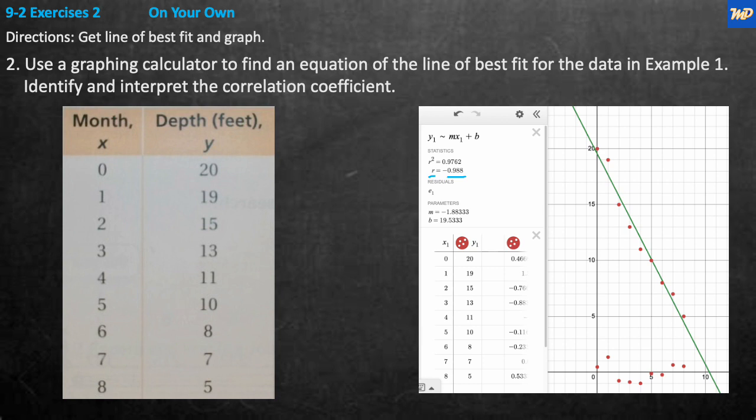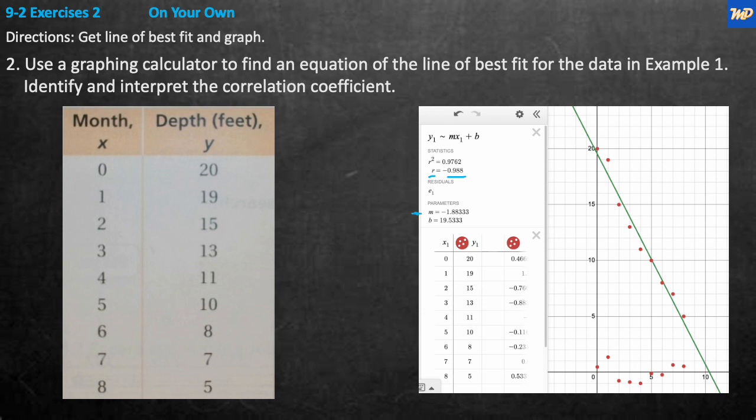And guess what? Look how tight those are. Even this one is a little bit of an outlier, though not as much of an outlier as that other one was. But look at how close that correlation is there, and it's negative, so that means that the slope is going down. We know that. And if I look at the slope m right here, it says negative 1.88333, so 1.88. That's the slope. Over 1, down 1.88.